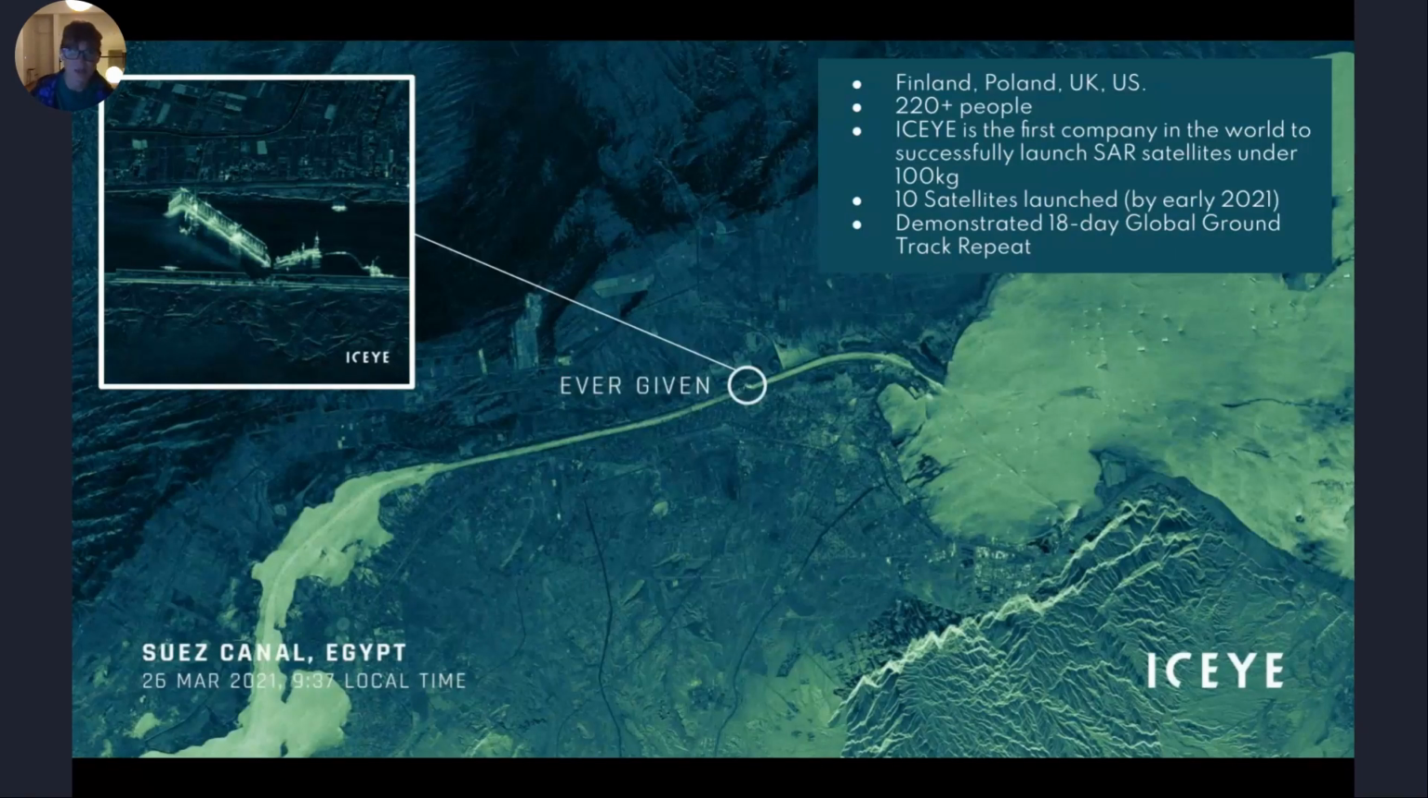ICEYE was founded just a couple years ago, actually, but we are currently at 220 people. The biggest component of our org is in Finland, but we also have a Poland, UK, and a US office. We were the first company in the world to launch these special SAR satellites that were less than 100 kilograms, so kind of on the size of maybe a large dishwasher. So this was pretty novel. And we've already demonstrated and launched 10 satellites by early this year.